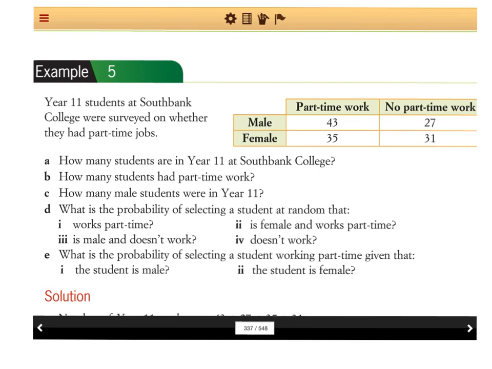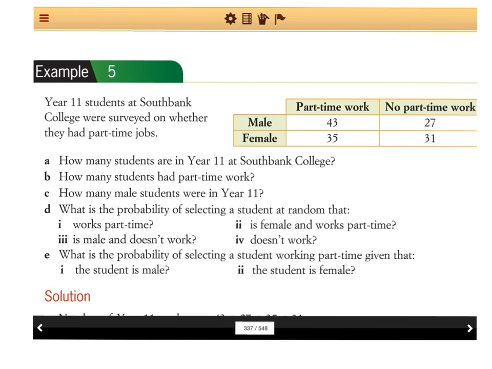We're looking now at two-way tables, and these questions are very easy once you've worked out what the data means. We look at this example, which just comes straight out of the textbook. Year 11 students at Southbank College were surveyed on whether they had part-time jobs. They've separated the data between male and female students. We've got male students, 43, who had part-time work, and 27 that had no part-time work. We had female students, 35 who had part-time work, and 31 had no part-time work.